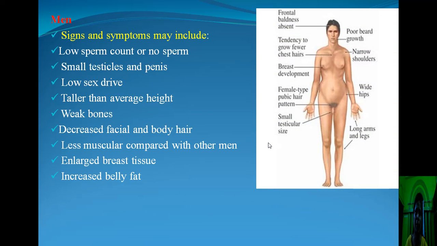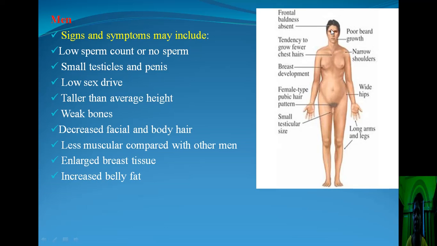Then the symptoms found in men. Signs and symptoms may include low sperm count or no sperm, small testicles and penis, low sex drive, taller than average height, weak bones, decreased facial and body hair, less muscular as compared with other men, enlarged breast tissue, and increased belly fat. These symptoms are found in men having Klinefelter syndrome. You can see in this diagram, frontal baldness is absent.